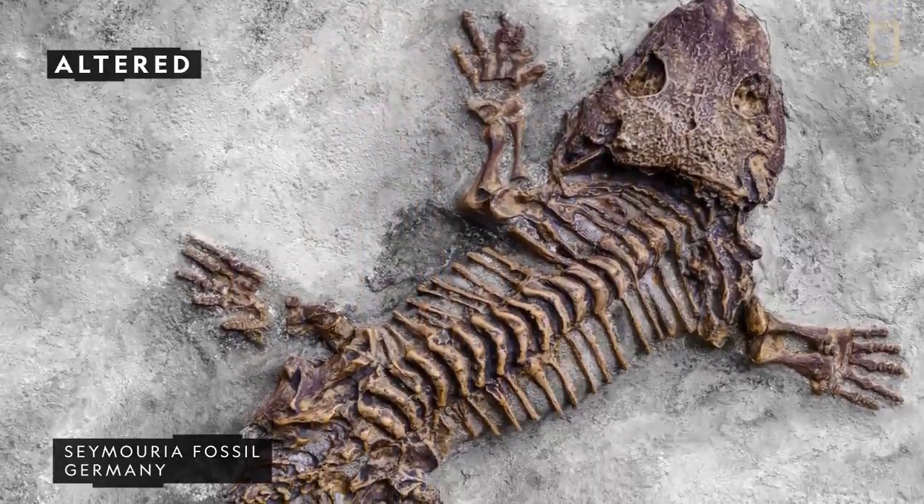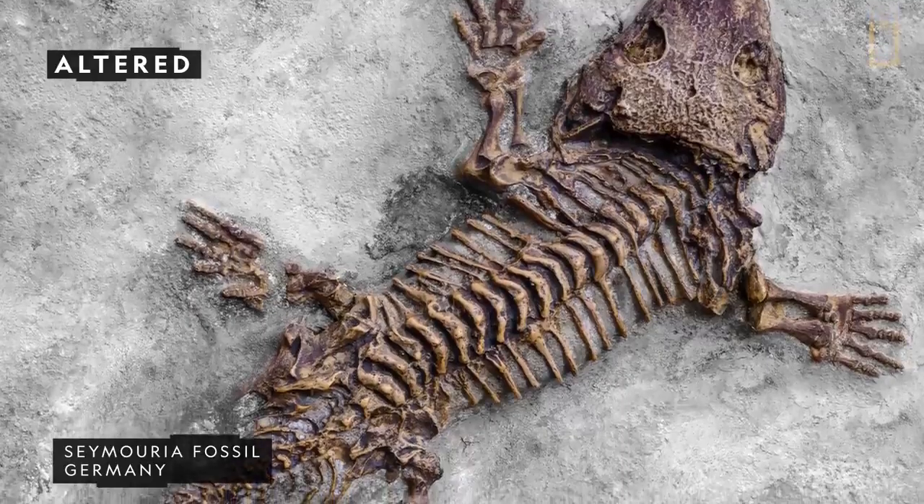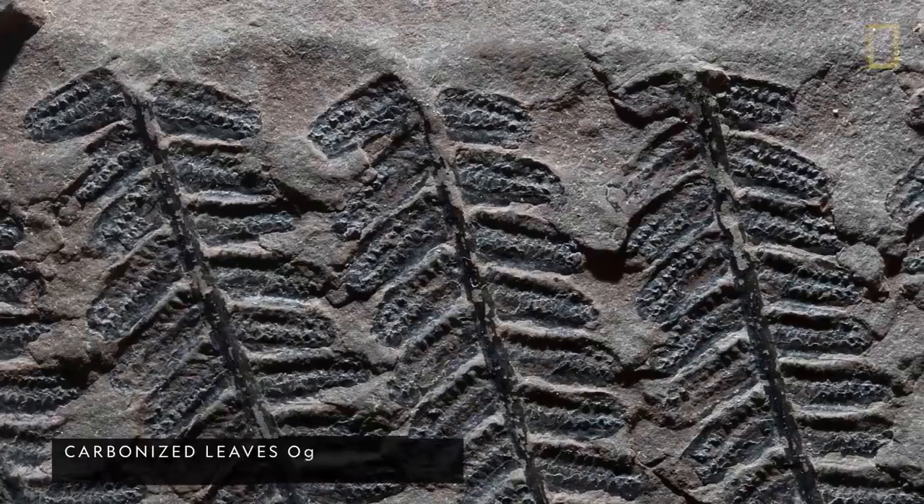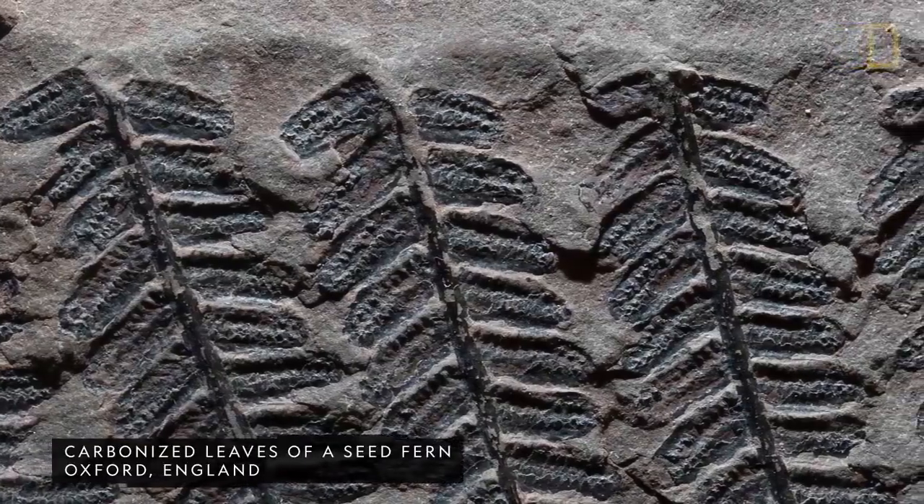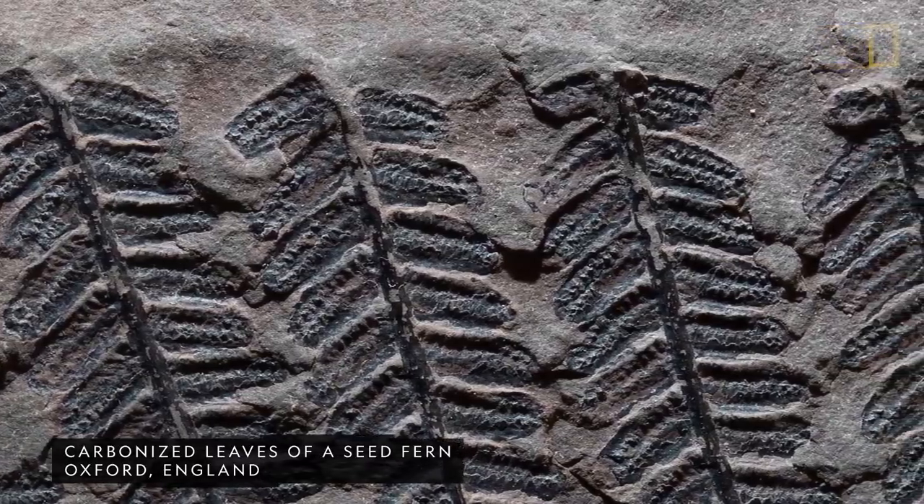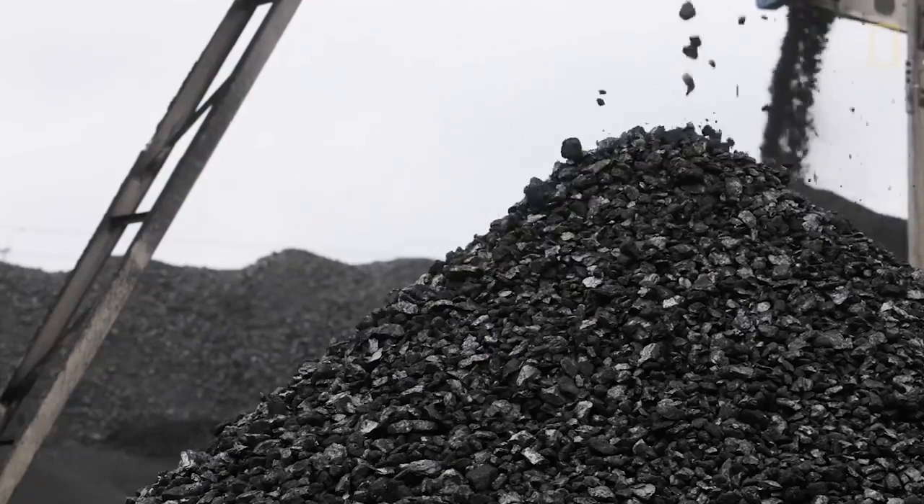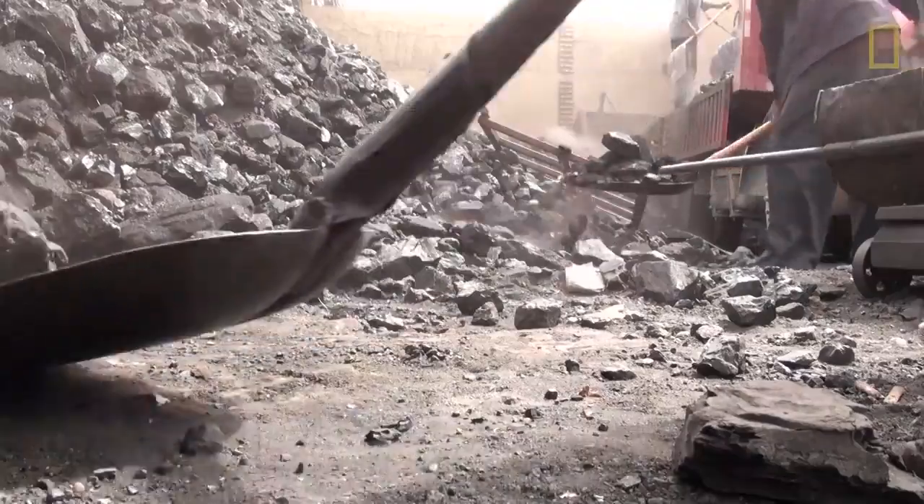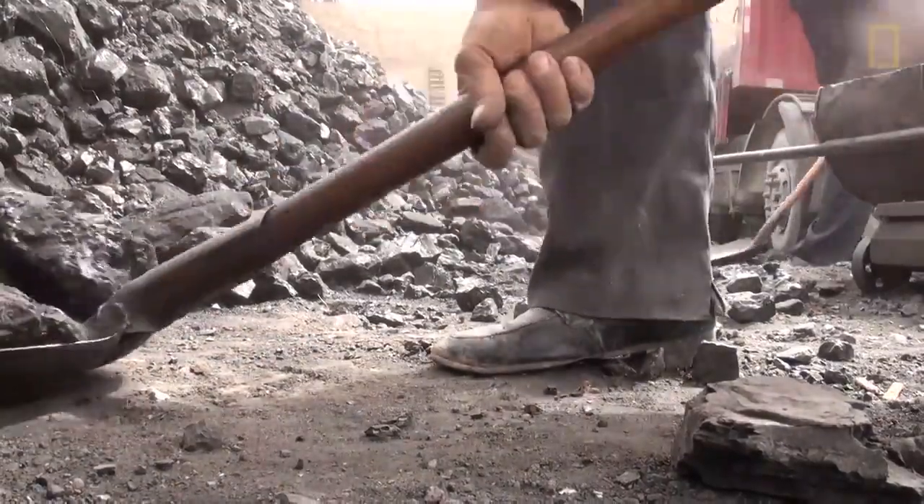Other fossilization methods change the specimen as it is being preserved. For instance, carbonization transforms soft tissues into thin black films of carbon. In fact, countless layers of carbonized plant material create a well-known fossil fuel, coal.